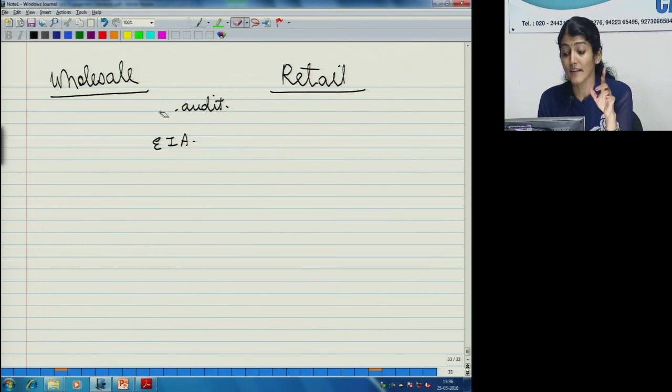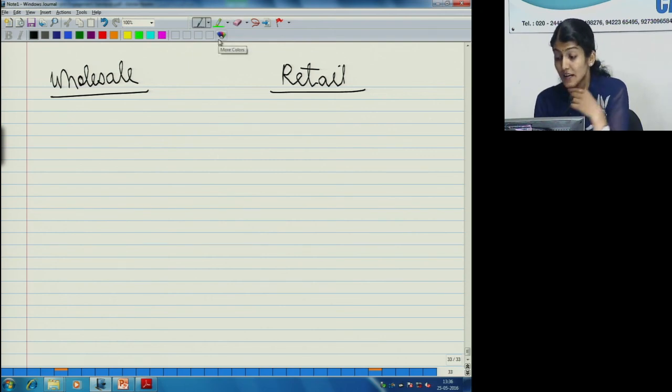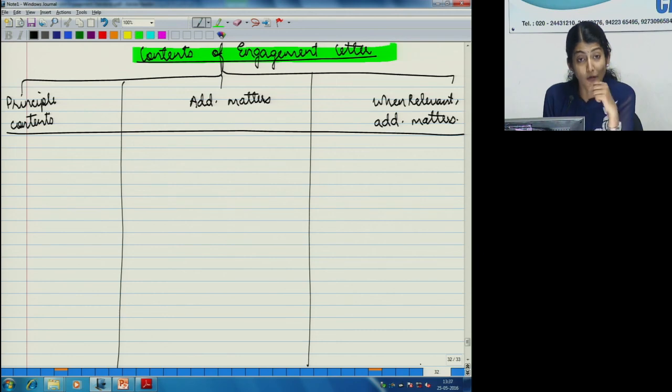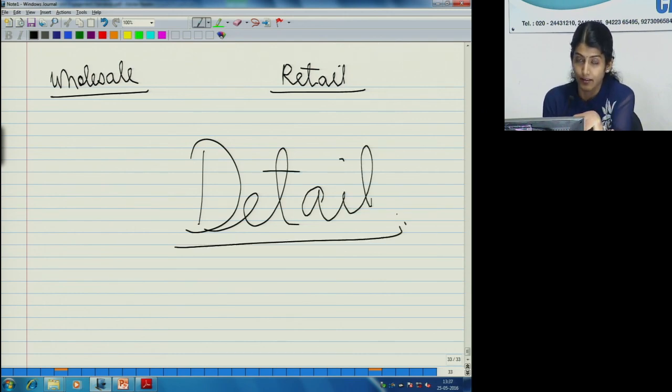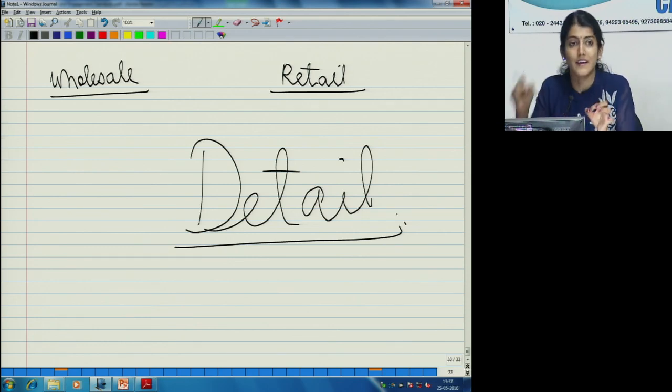The trend of the exam is such nowadays. They are not asking wholesale questions. Like this contents of engagement letter, that's why I happen to tell you. Contents of engagement letter is a wholesale question. Whatever content you remember, you write. How will they ask in the exam? When relevant, what are the additional matters to be put in the audit engagement letter? So when the question is asked in retail, you should know the points in detail. You understand now? You have to go till the last bit of the answer.